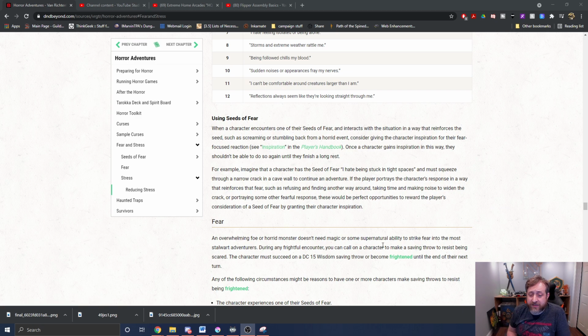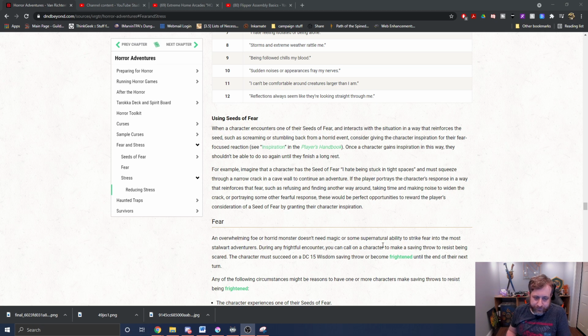When a character encounters a seed of fear, they interact with the situation in a way that reinforces the seed, such as screaming, stumbling back. Consider giving the character inspiration for their fear-focused reaction. Once a character gains inspiration in this way, they should be able to do it again. And that all sounds well and good, but I think we need to read this example because it'll help to sell it and make sense to everybody, right?